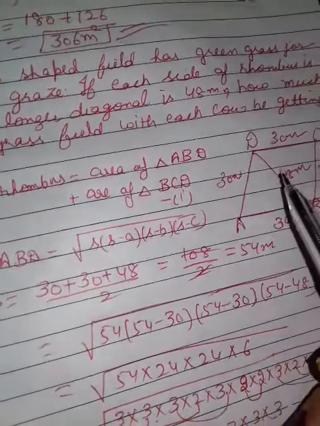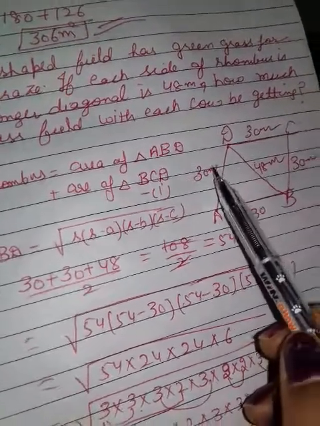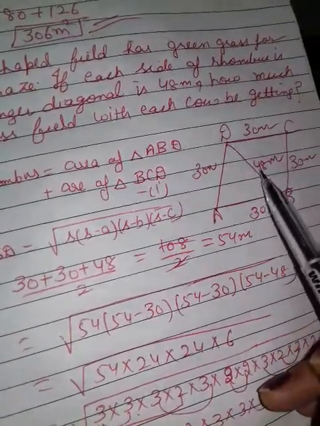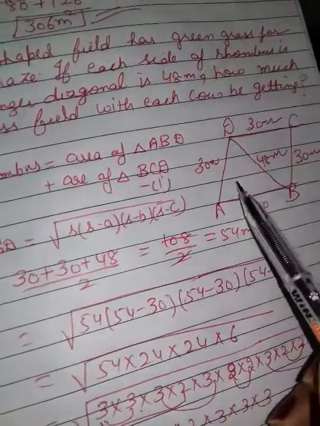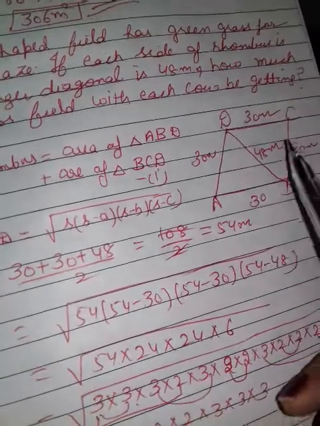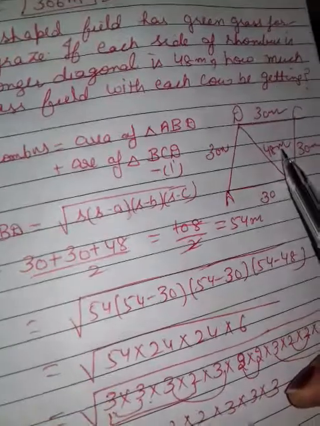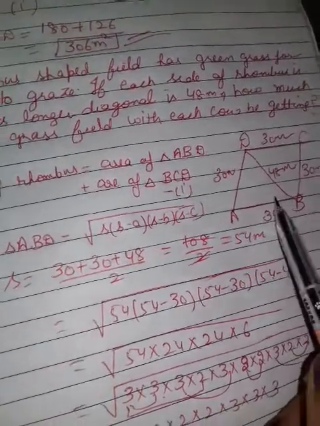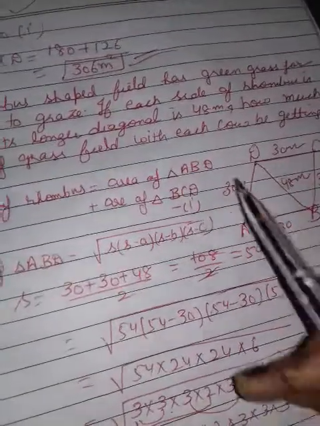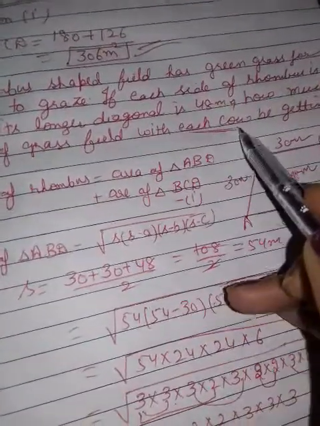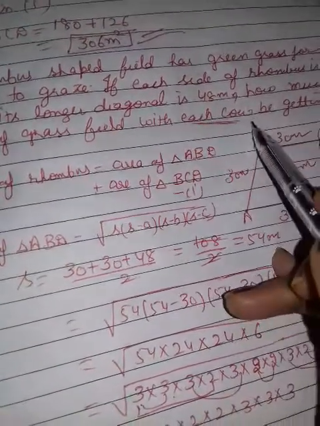Firstly, what is given means you have all the sides and the diagonal, and you know one thing more: two sides are equal and one is 48, and you are getting two triangles. If you are able to find the area of one triangle, then you can add it up 2 times. Why? Because both have the same area. And one thing more, 18 cows can graze this area, but you have to find the area for each cow. So after finding the area, you will divide by 18 to find each cow's area.